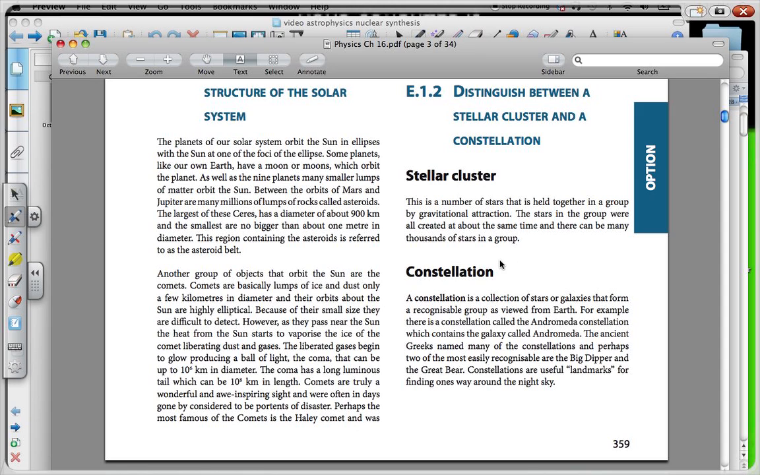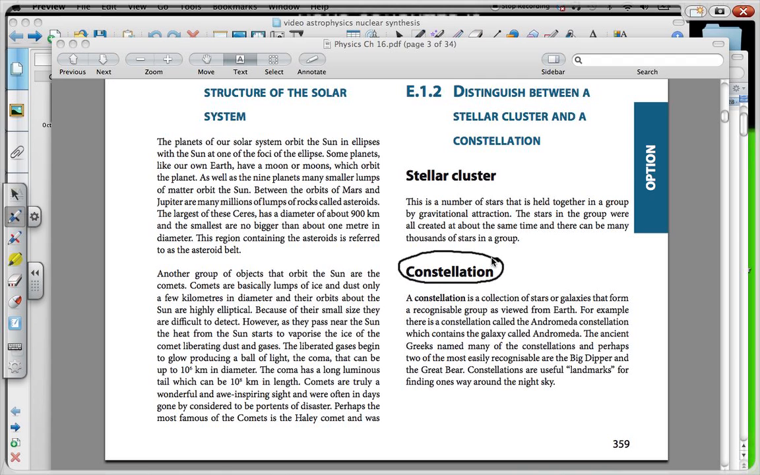What is a constellation? This is something that in ancient times, people would make constellations, and this is a recognizable group as viewed from the Earth. They may not be close in actual fact, but in a galaxy, or stars within a galaxy, or in a group, a stellar cluster, these are stars that are held together by gravitational attraction.